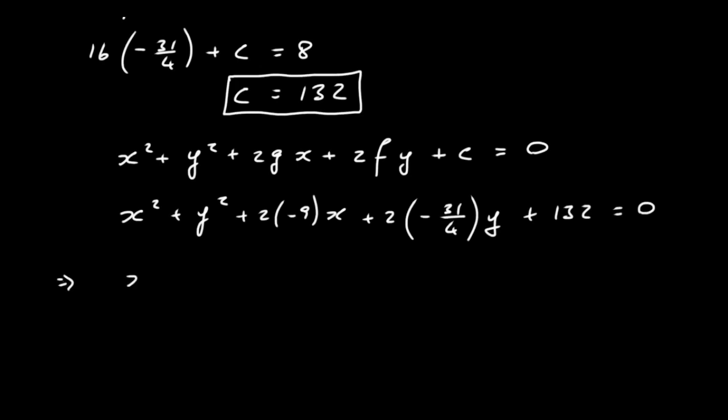So that'll finally give us the equation of our circle: x squared plus y squared minus 18x minus 31 over 2 y plus 132 is equal to 0. Okay, and that's it. That's the equation of our circle. There are other ways of doing it, but this is one way of doing it anyway. And that's it for this question.